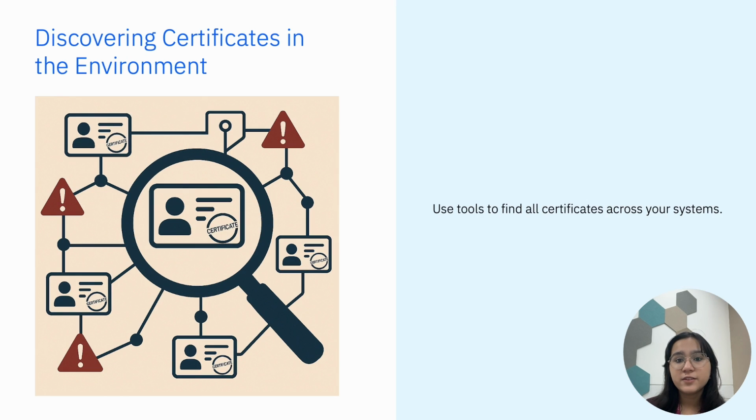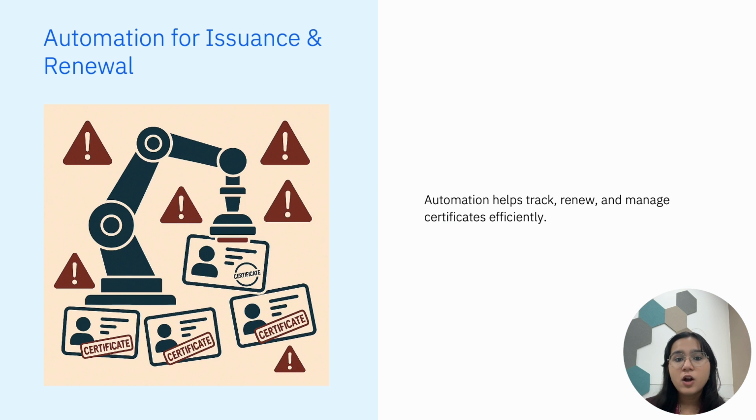With so many certificates in use, it's easy to lose track. Discovery tools are like security guards checking everyone's ID, making sure all certificates are valid and accounted for across your networks. Automating certificate management is like setting up automatic reminders and renewals for your passport. Less stress, fewer mistakes, and no surprises when it's time to update or replace a certificate.